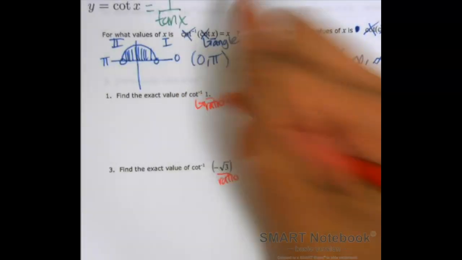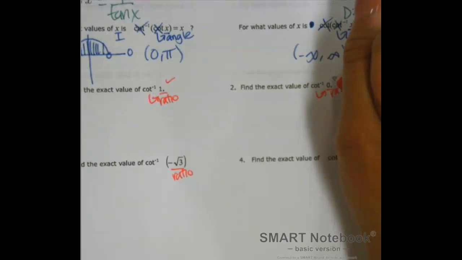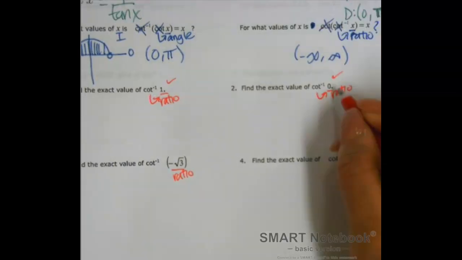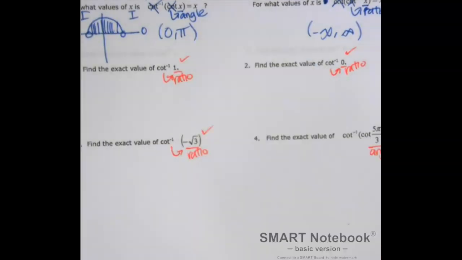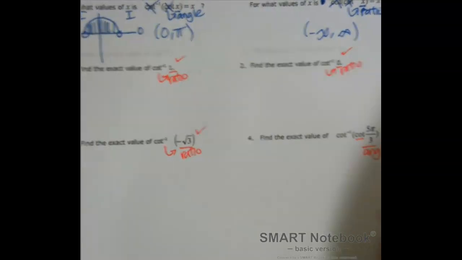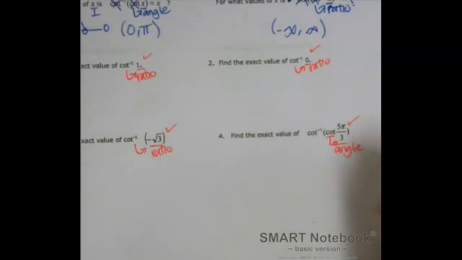So cotangent inverse of a ratio, that works. I can actually solve that. We said cotangent inverse before. We could solve that if it's 0. Cotangent inverse of a ratio, yes, we can solve that. Cotangent, notice that cotangent is here, of an angle, we can solve that. I know it's a composition, but we'll worry about that in a second.